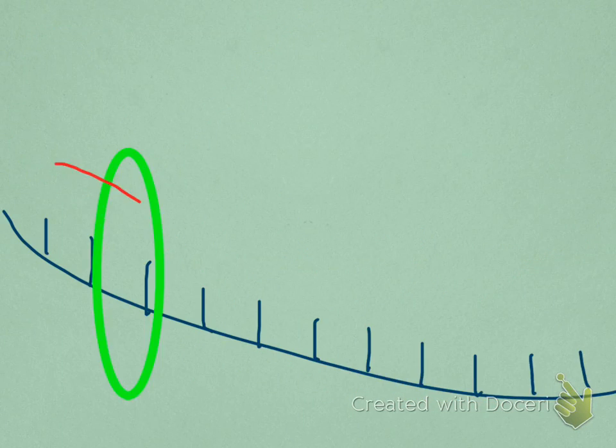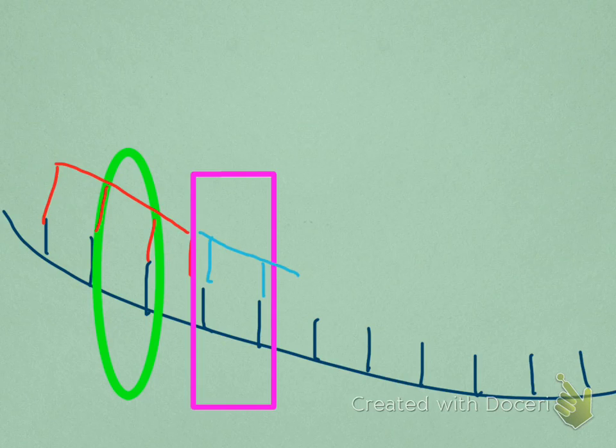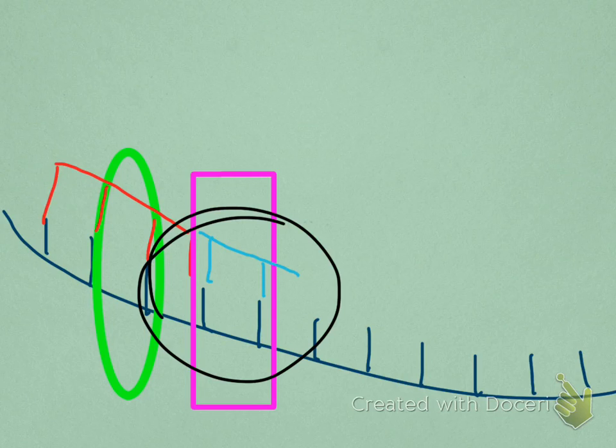So what happens first is the DNA primase joins the RNA nucleotides into a primer, which is the red part shown. Then the DNA polymerase adds new DNA nucleotides to the primer, and this part right here is called the Okazaki fragment because that's the name of the scientist who discovered it.